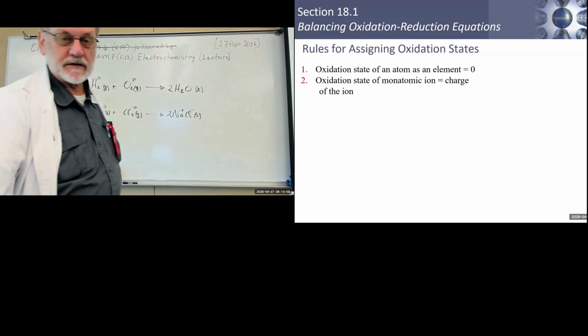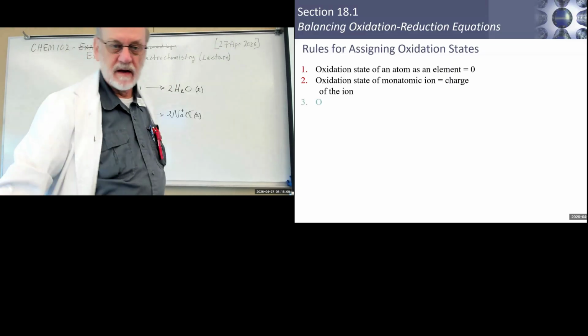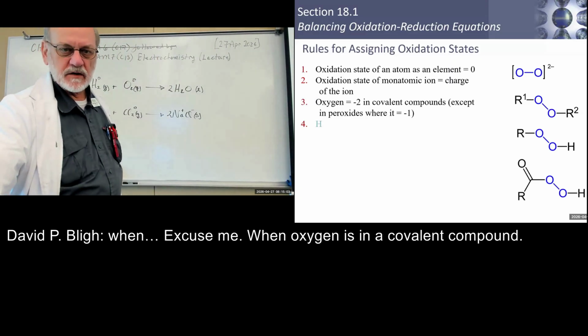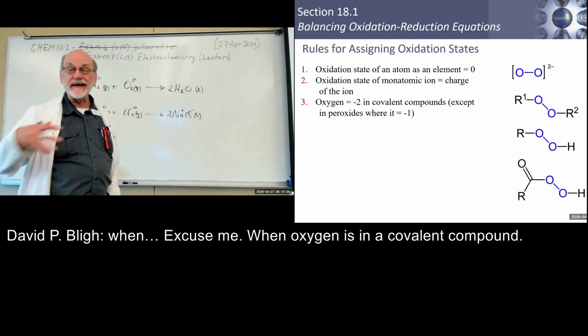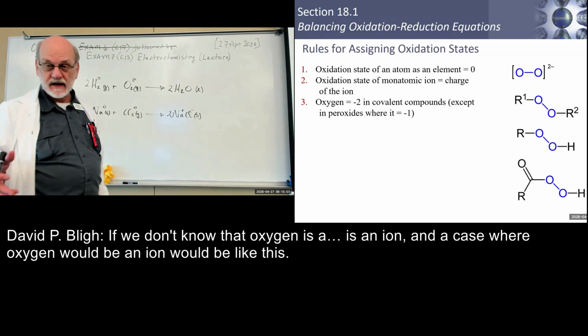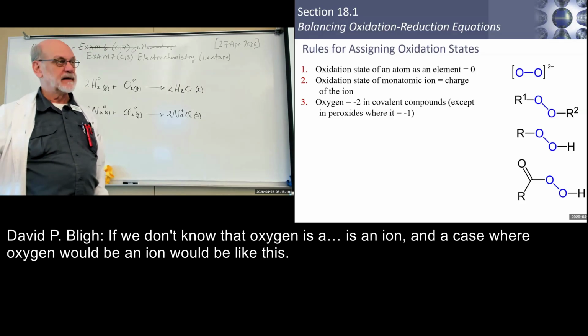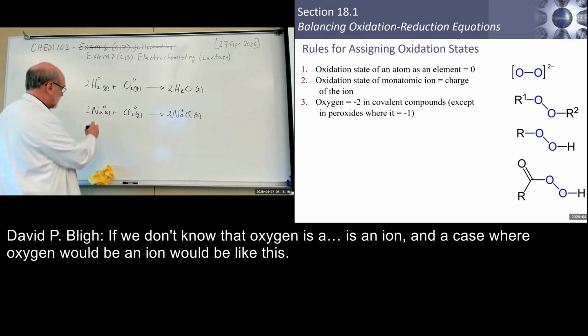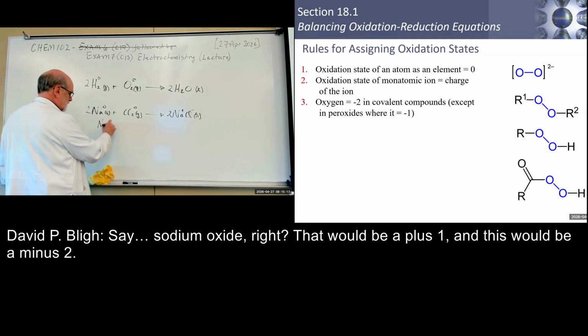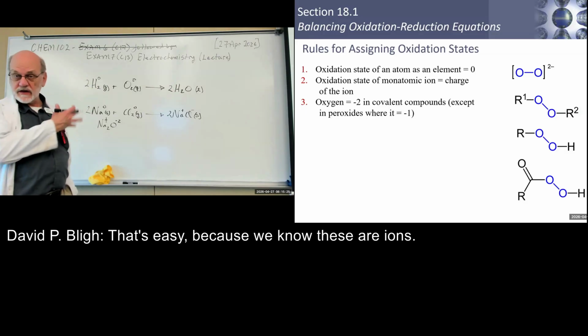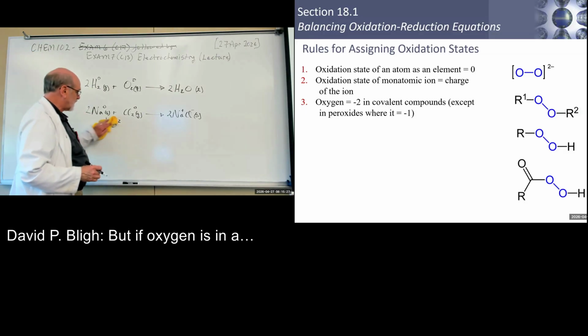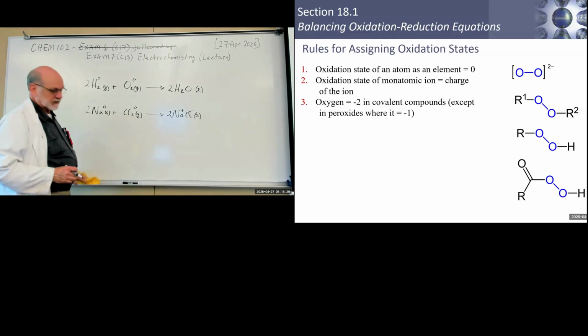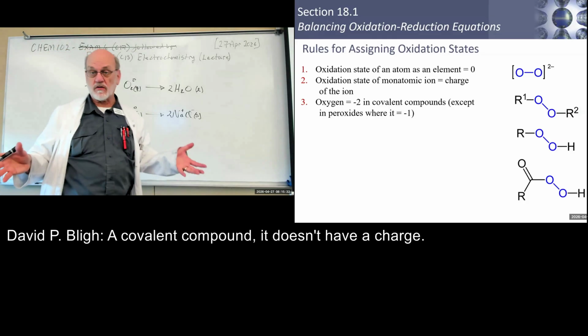All right. Next. When oxygen is in a covalent compound, right? If we don't know that oxygen is an ion, and a case where oxygen would be an ion would be like this, say sodium oxide, right? That would be a +1 and this would be a -2. That's easy because we know these are ions. But if oxygen is in a covalent compound, it doesn't have a charge.